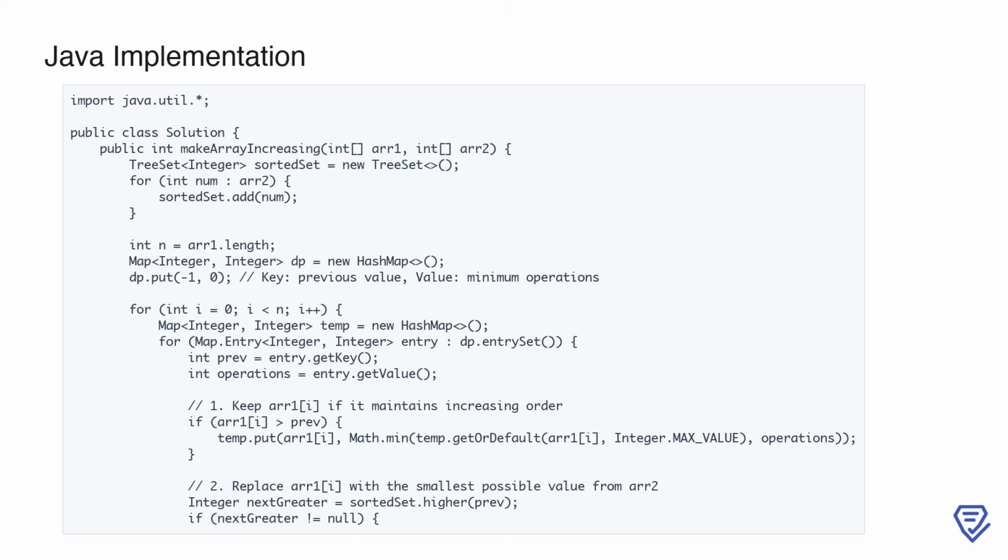Next, we initialize a variable n to store the length of ARR1 and a dynamic programming map DP to track the minimum operations required to achieve a strictly increasing array up to each value. The map starts with a base case where the key is -1, representing a hypothetical previous value smaller than any possible array element, and the value is 0, indicating no operations have been performed yet. We then enter a loop over the indices of ARR1, where for each index, we prepare a temporary map temp to store the updated state after considering the current element.